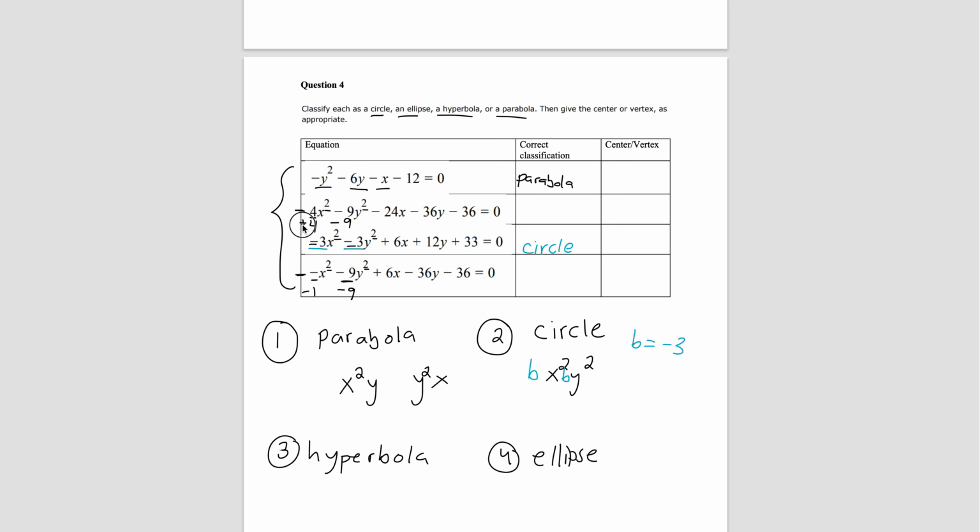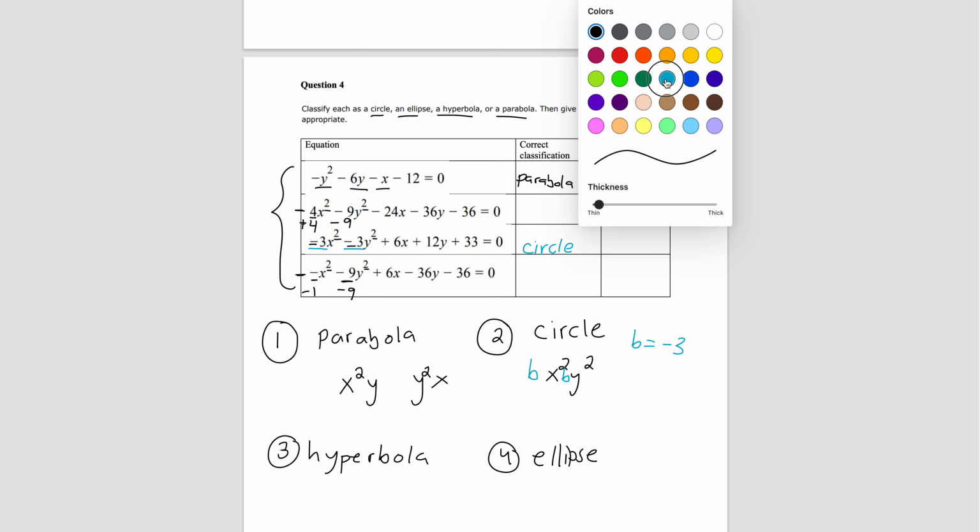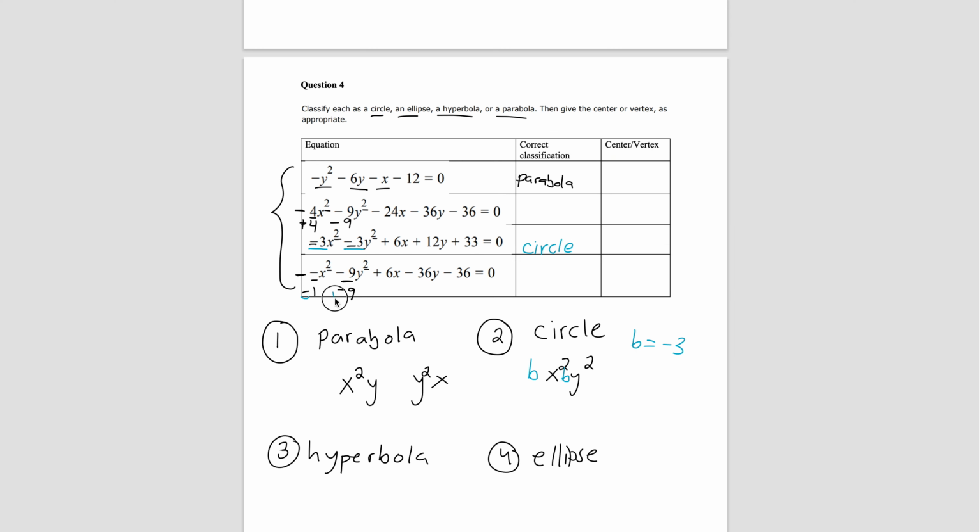So this one is a positive and this one is a negative. That's how I can know which one is a hyperbola and which one is an ellipse. For an ellipse, they will both be of the same sign. See, these ones are both negative. And this one, one is positive and one is negative.